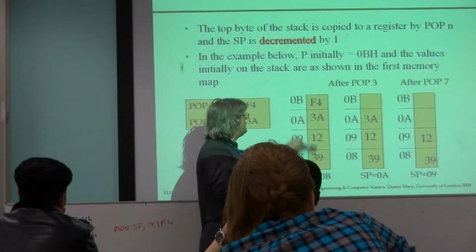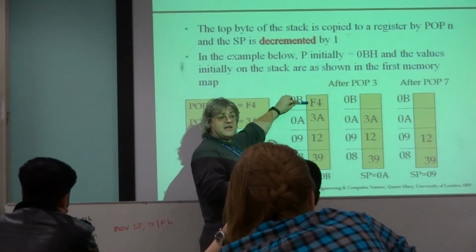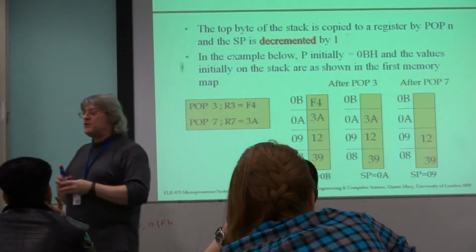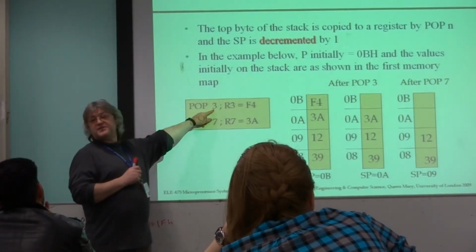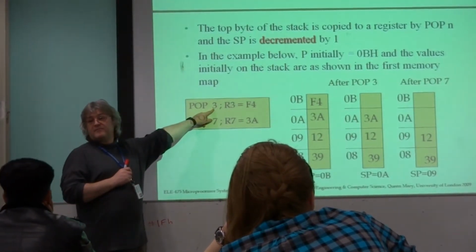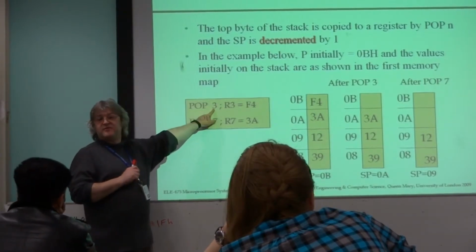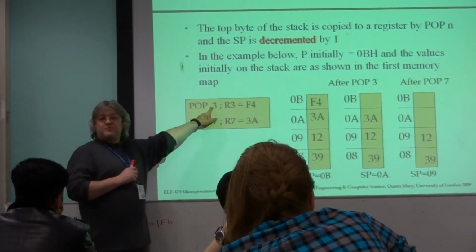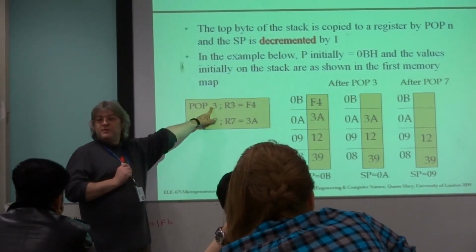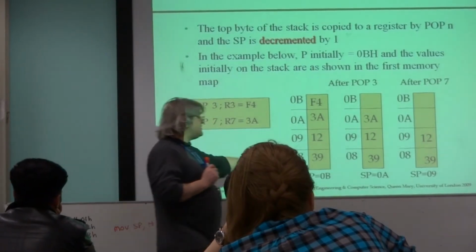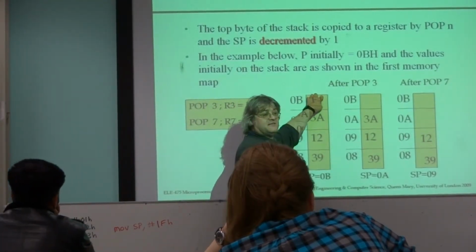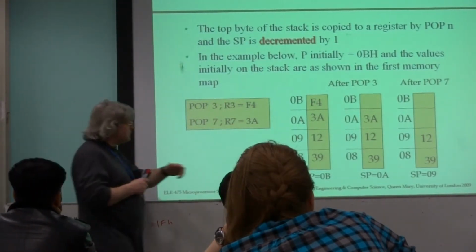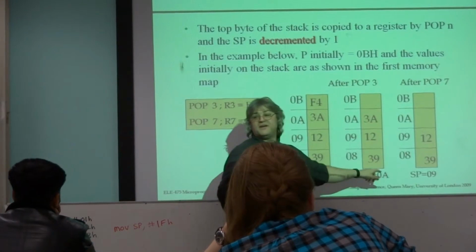So if it's 0B, we'll go to location 0B, get the contents of that memory location, which in this case is the value F4, and we will store that in register R3. Or if you like, direct memory address 03. At the end of that operation, the stack pointer will have changed its value. It will be 1 less, because when you pop something, you extract it, move it to wherever it's got to go, then decrement the stack pointer. So if it started off with the value 0B, at the end of that operation, it will have the value 0A.